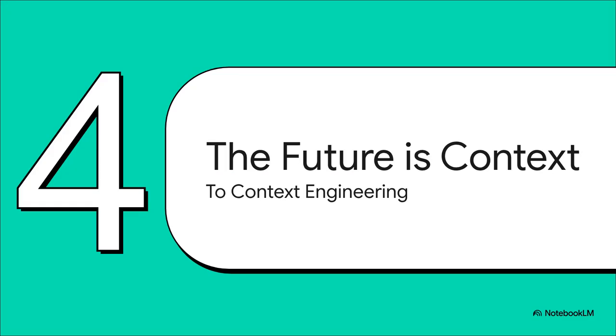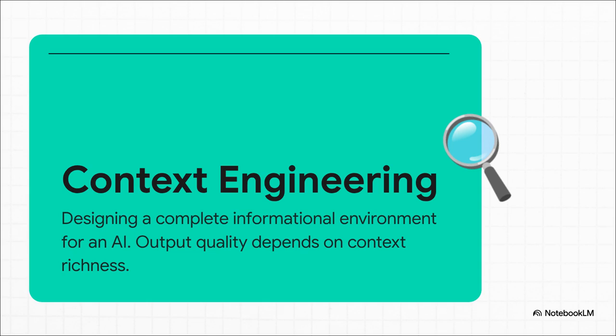All right, for our last section, let's look at where all this is heading. Because this simple idea of chaining is really evolving into something much, much bigger. We're actually moving from just engineering the prompt to engineering the AI's entire context. And that brings us to this big idea: context engineering. So the goal here isn't just to ask the perfect question. It's to design the whole informational world that the AI lives in.